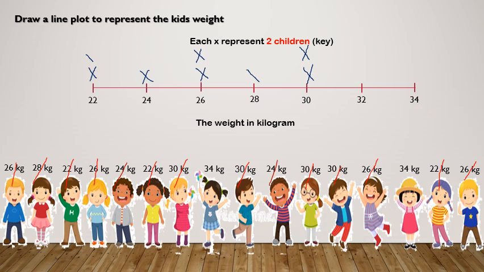34. How many times is it repeated? Let's see. 1, 2. So 2 at 34 means 1 X. So this is how I draw my line plot. I will look at the numbers down here and put them on the line plot. First I will start with the smallest number. Then to draw the X's, you see how many times each number is repeated, and you see whether the X represents 2 or 3 or what.